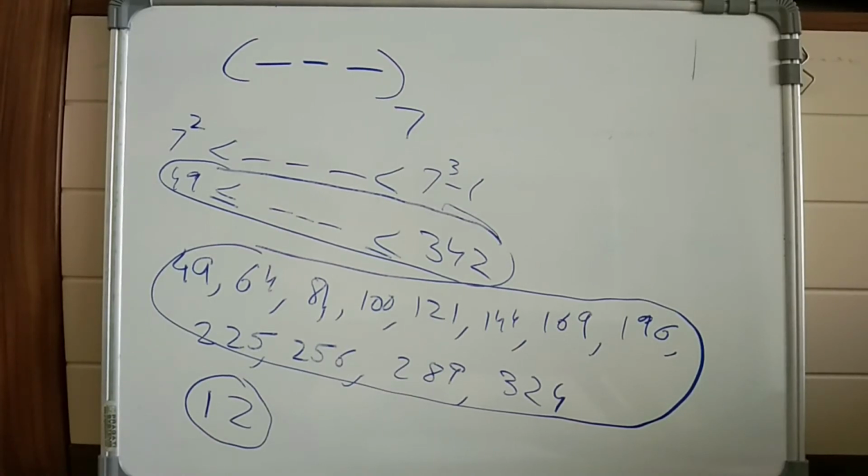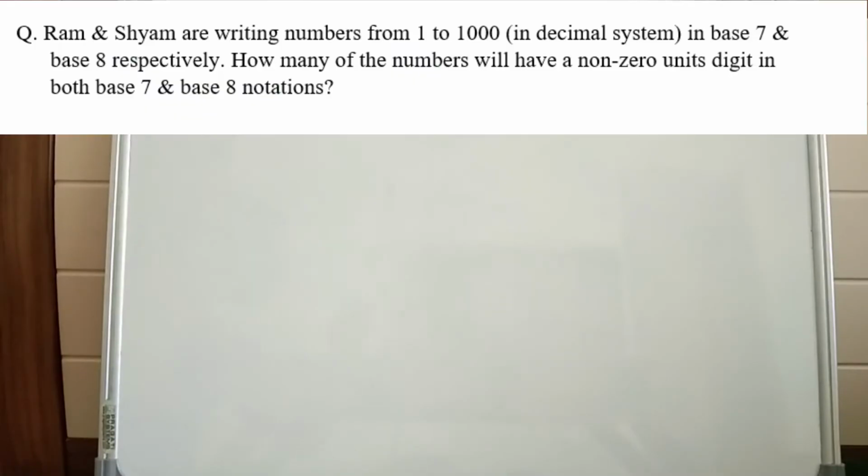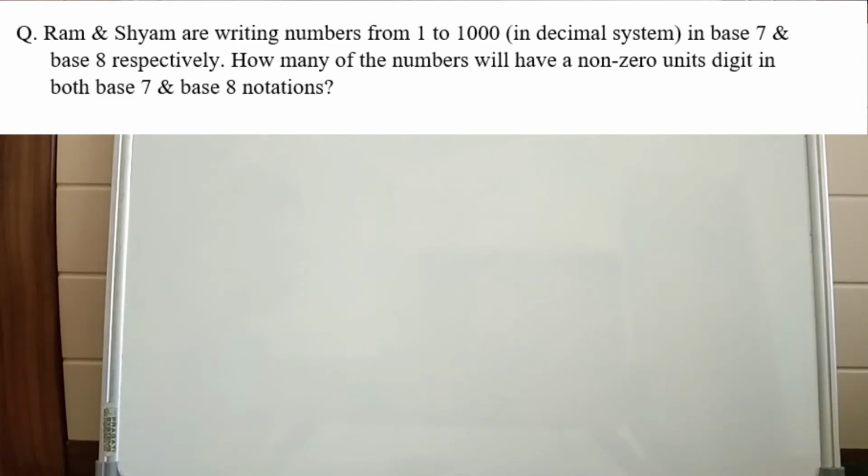Let's look at the next question. Okay, so the next question says Ram and Shyam are writing numbers from 1 to 1000 in base 7 and base 8 respectively. How many of the numbers will have a non-zero units digit in both base 7 and base 8 notations? Okay, so this question is talking about a non-zero unit digit.